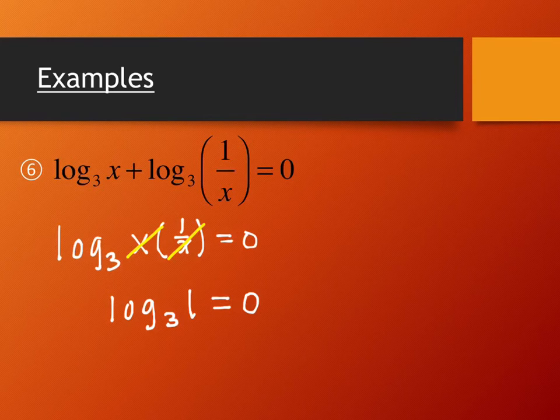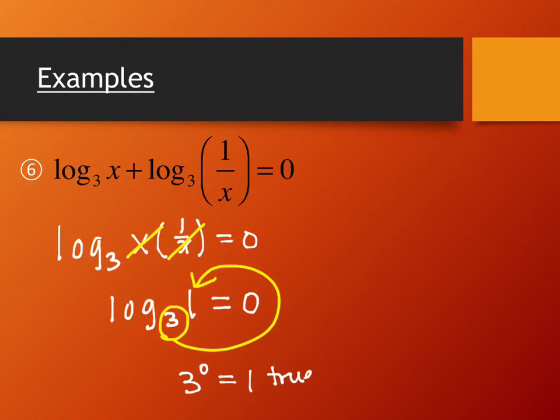If I were to rewrite this with a scorpion tail, because I didn't happen to notice it right away, what would I find out? 3 to the 0 equals 1. Is that true? Yeah. This is a true statement, right?